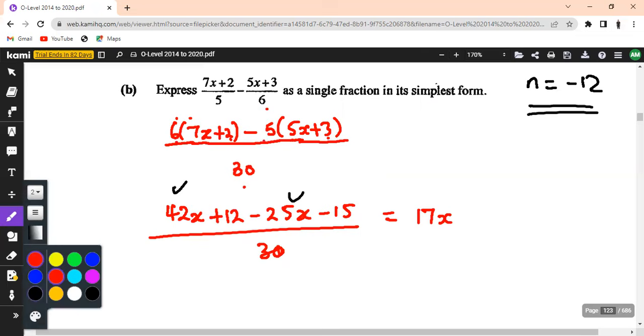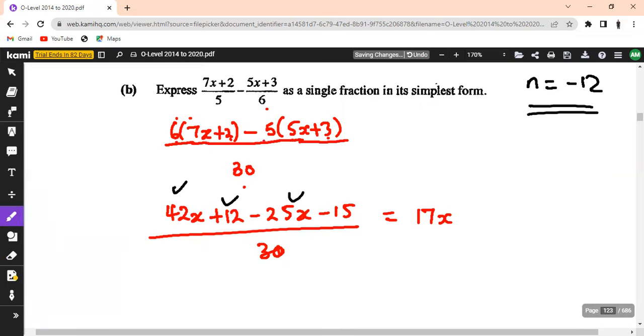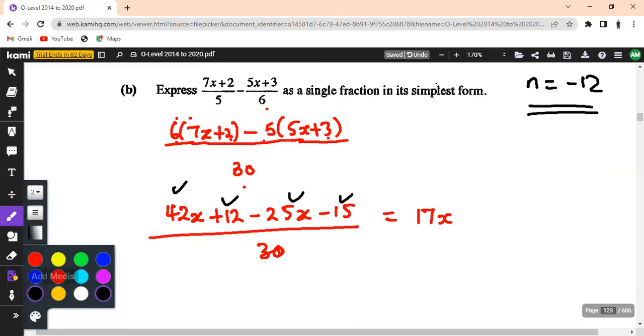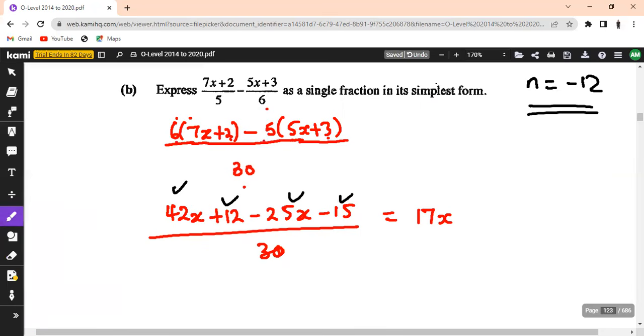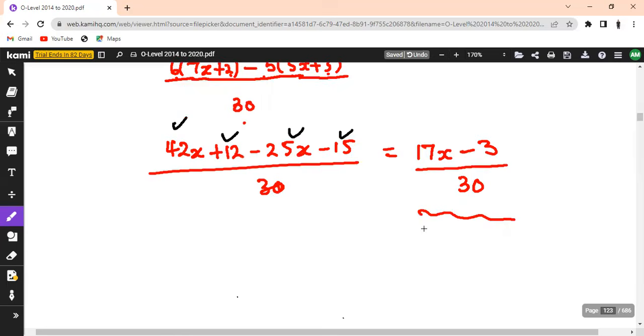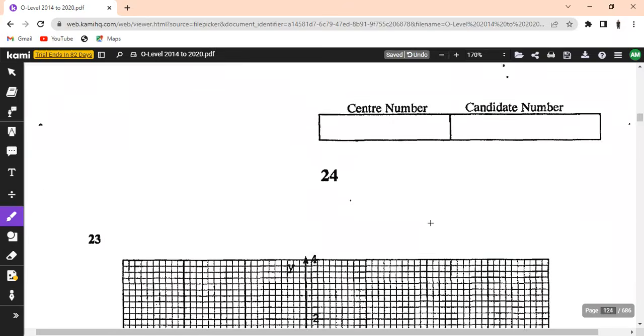Then we move on to the other like terms, which is 12 and minus 15. So 12 minus 15 is the same as 15 minus 12, which is 3. Then we take the sign of the bigger number, so it's minus 3 over 30. Can we reduce this? No, we can't. We do not have like terms, so just leave it like that. So that was it there.